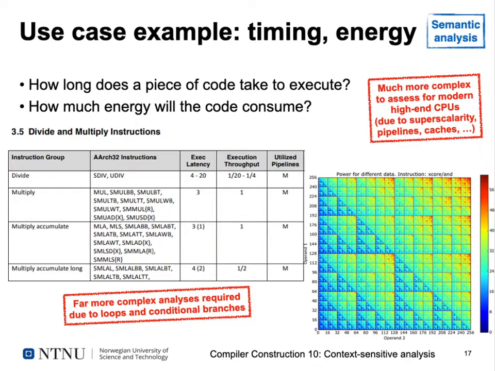Now, this is simplifying this analysis very much. We should have a separate course on non-functional requirements, but unfortunately we don't have one so far. All of this would be much more complex to assess for modern high-end CPUs, like the ARM CPU in a modern smartphone, due to superscalarity, pipelines, caches, and so on. But this works pretty well for simple embedded cores like an AVR 8-bit core, which doesn't have any of these specific performance-enhancing functionalities.